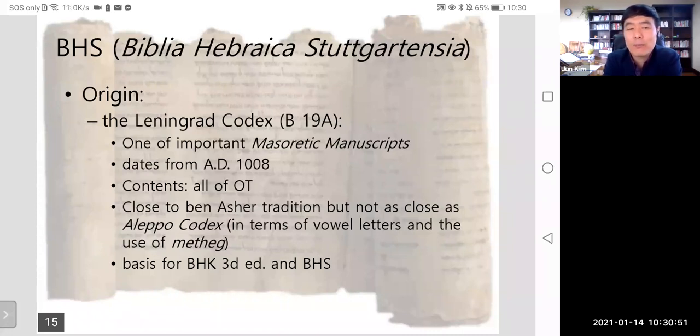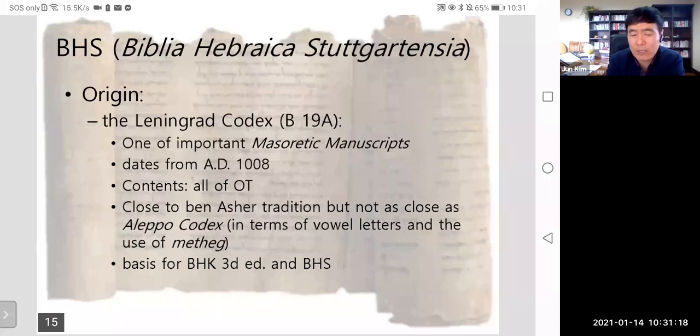So you need to be familiar with both Leningrad Codex and B19A. One of the important Masoretic manuscripts, dated from AD 1008, is all very close to the Ben Asher tradition, but not as close as the Aleppo Codex in terms of vowel letters and the use of metheg. It is the basis for BHK third edition and BHS.